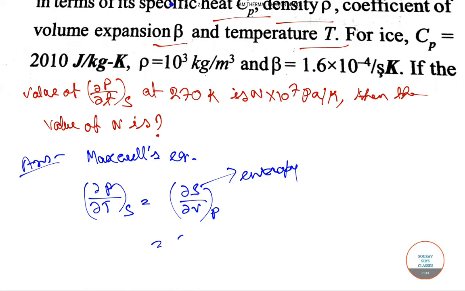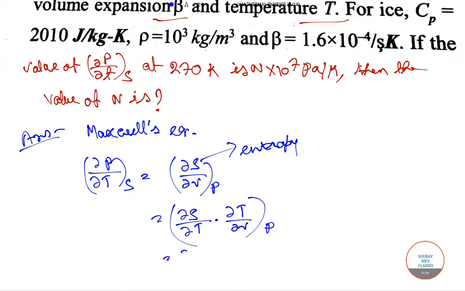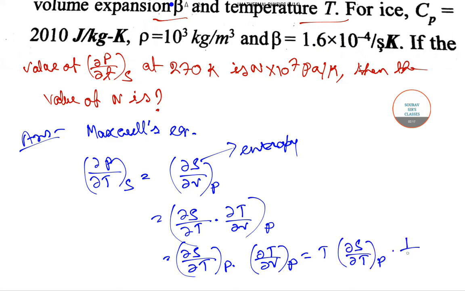So this del S can be written as del S del T into del T del V. The derivative of S is with respect to T at constant P. So now we can write del S del T at constant P into del T del V at constant P. Now if we multiply this with T, so T into del S del T at constant P into 1 by T into del T del V at constant P.